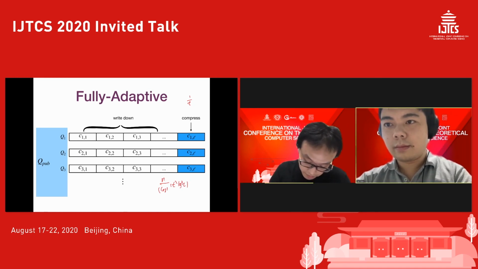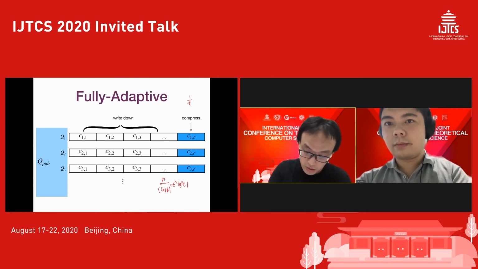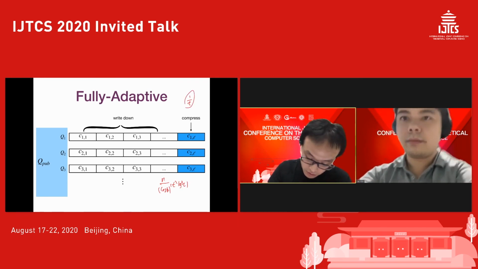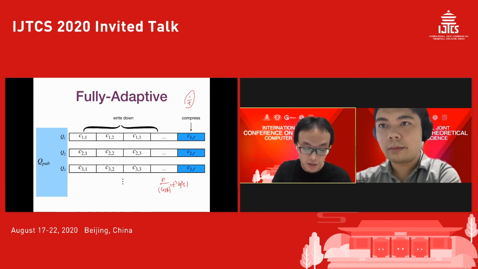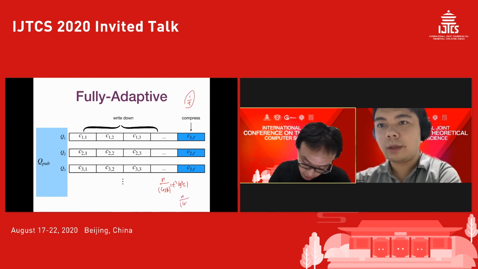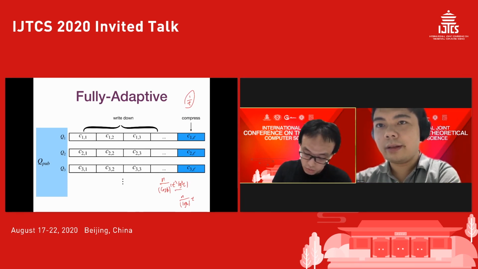So we lose a factor of 1/t. If the algorithm is not adaptive, we can prove a lower bound of n over log n times t, which I believe would be the optimal upper bound. But the way we deal with full adaptivity loses too much information in our compression procedure. I see.